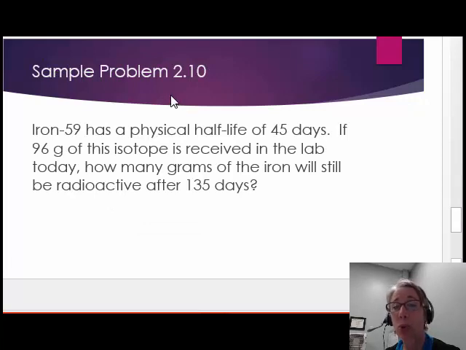Let's work out sample problem 2.10 from the textbook. Iron 59 has a physical half-life of 45 days. If 96 grams of this isotope is received in the lab today, how many grams of the iron will still be radioactive after 135 days pass? Go ahead and pause the video to see if you can answer this.